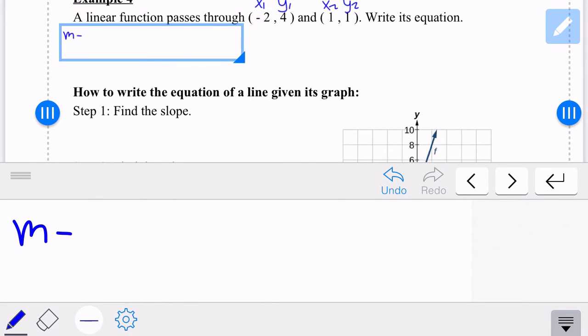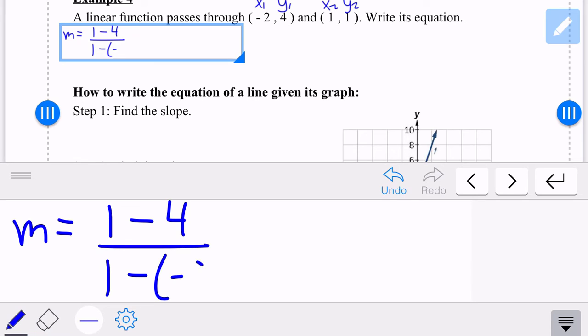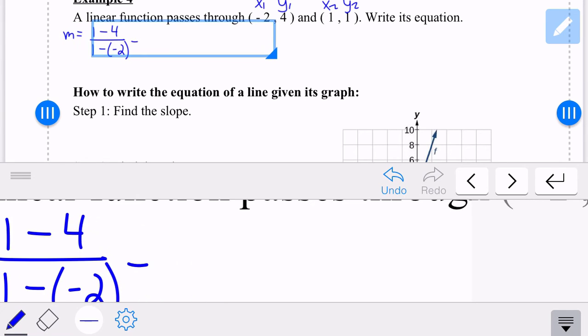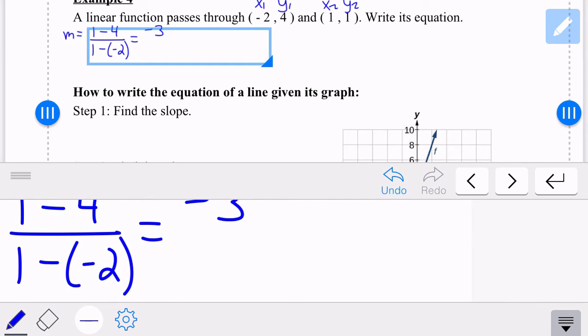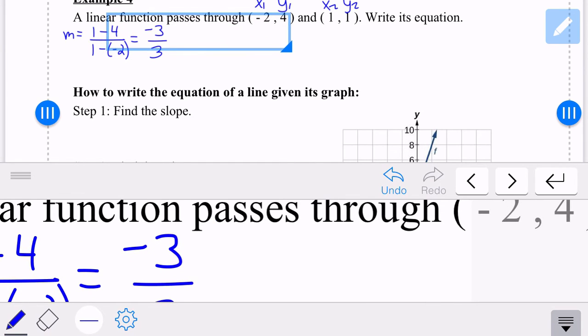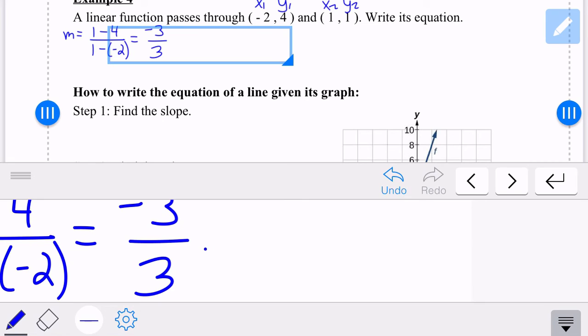So we've got m, we're going to do y2 minus y1, so we've got 1 minus 4 over x2, which is 1 again, minus x1, which was -2. Make sure you're subtracting a negative. It's going to be adding. Don't forget. So 1 minus 4 is going to give us -3. 1 minus -2 is going to be 1 plus 2. So that will also give us 3, but that one's positive. So 3 divided by 3 is 1.